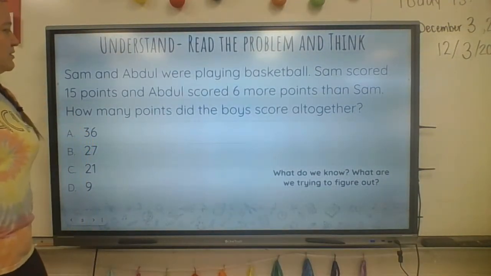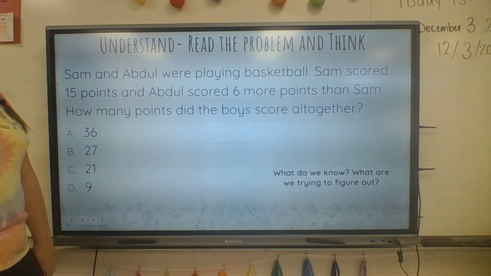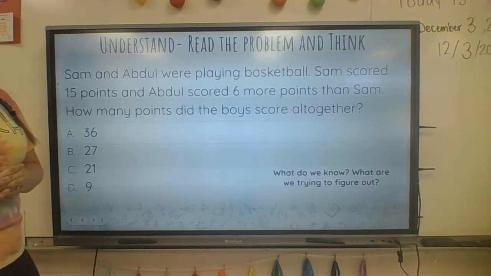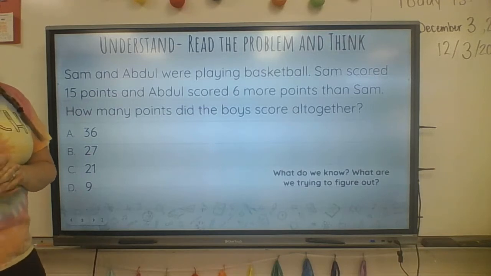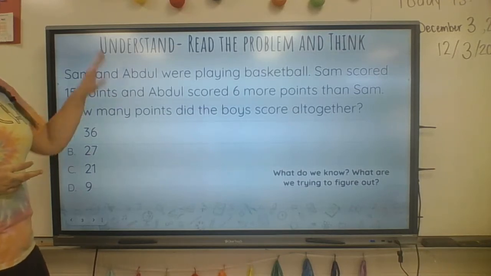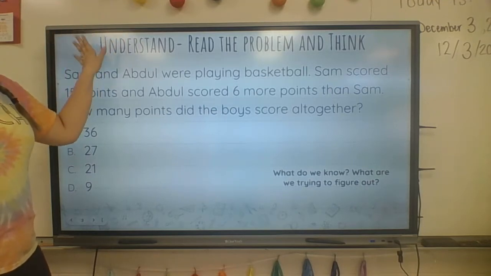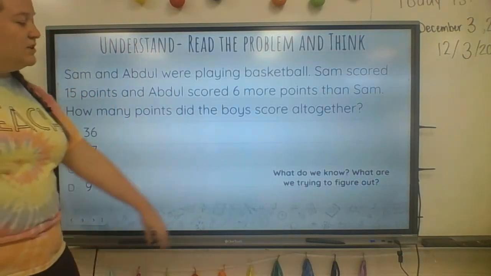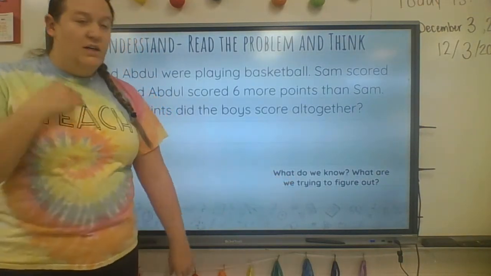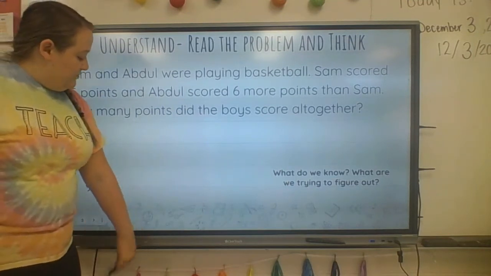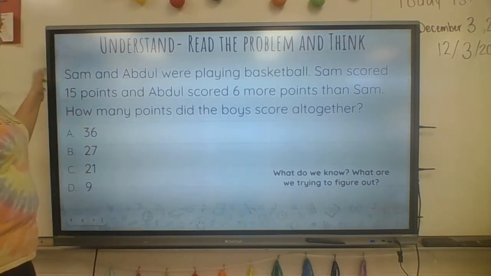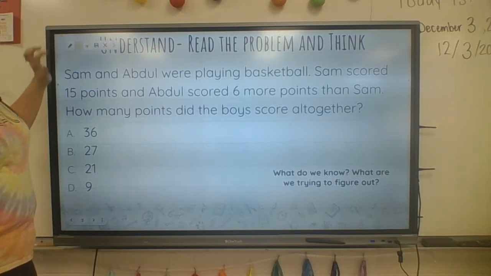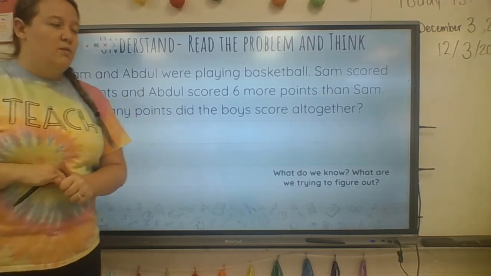This first part, my problem says Sam and Abdul were playing basketball. Sam scored 15 points and Abdul scored 6 more points than Sam. How many points did the boys score all together? So when we're in our problem solving strategy of understanding, we want to read and think about the problem. So I'm also going to think, what do we know and what are we trying to figure out? The first thing I'm going to start with, and I'll underline it here for us, is what do I already know in this problem?